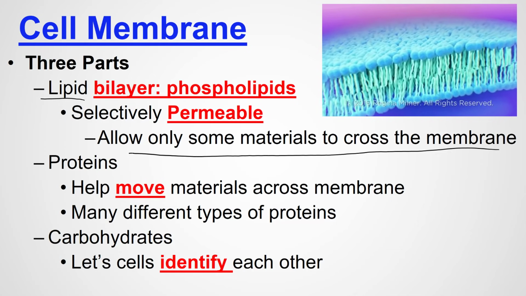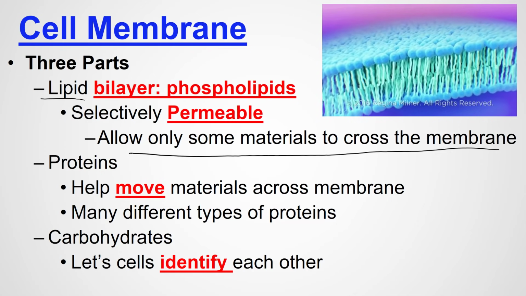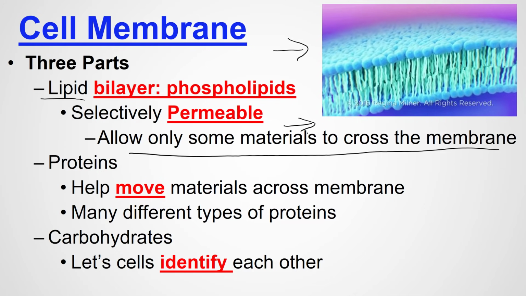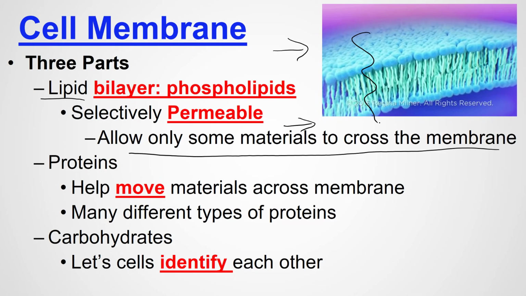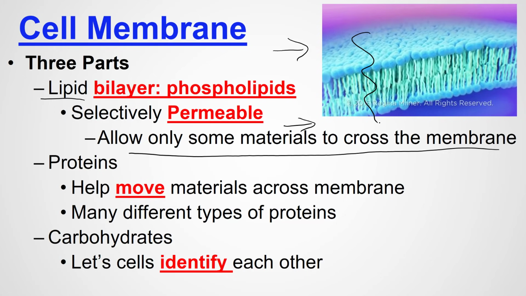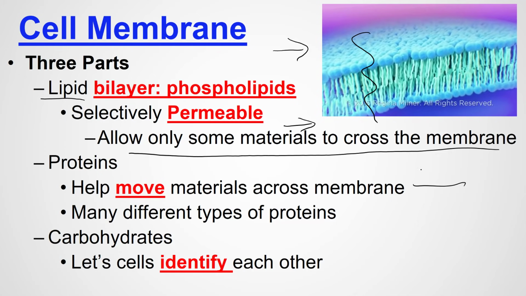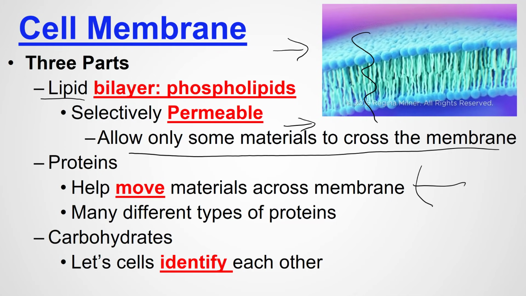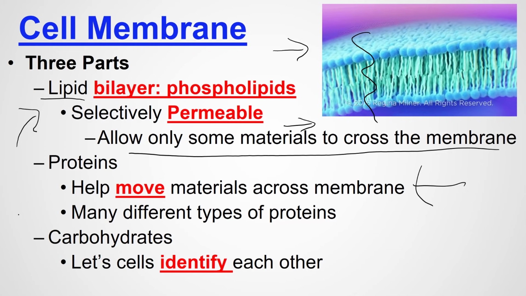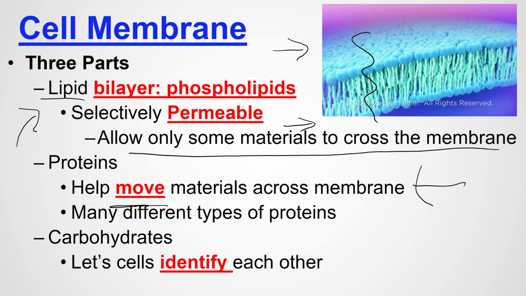The second main component are the proteins. Now, proteins can go ahead and be on the outside layer of the cell or the inside layer of the cell, or they actually might go all the way through the cell membrane. So there's different variations and types of proteins, but realistically, all of them have to do with moving materials across the cell membrane. So if something isn't going to easily go through the lipid bilayer, it might be able to use a protein to help move itself into the cell or out of the cell.